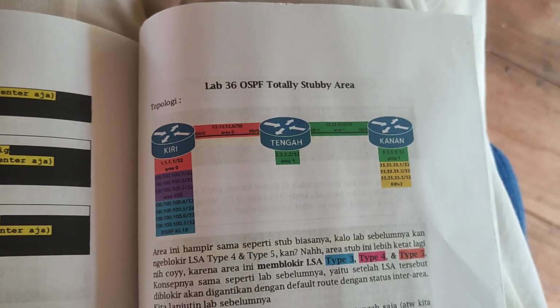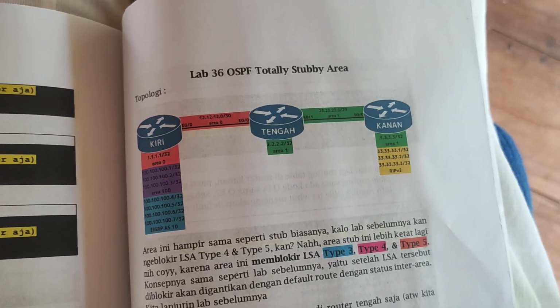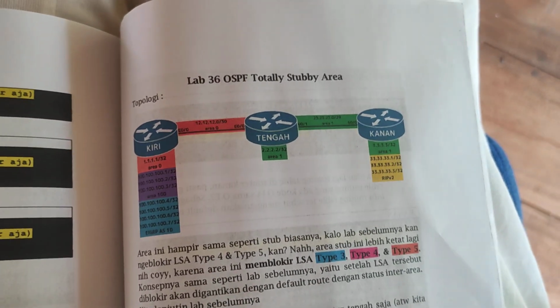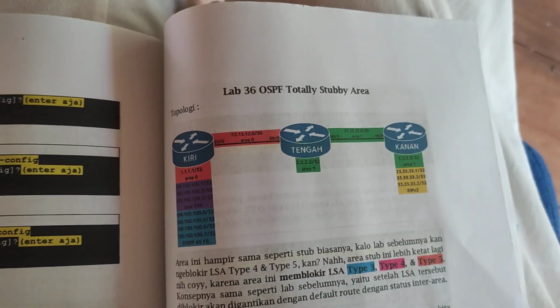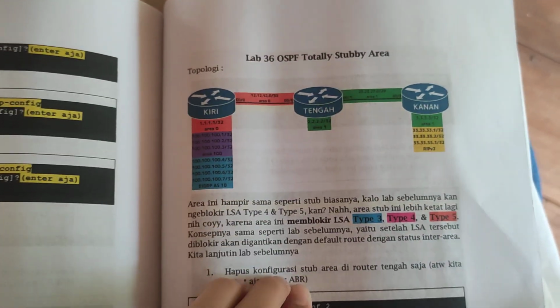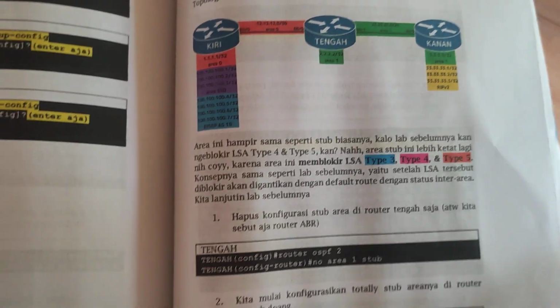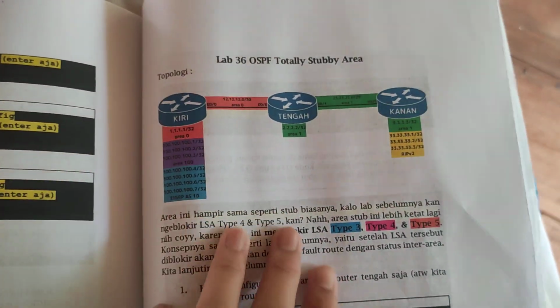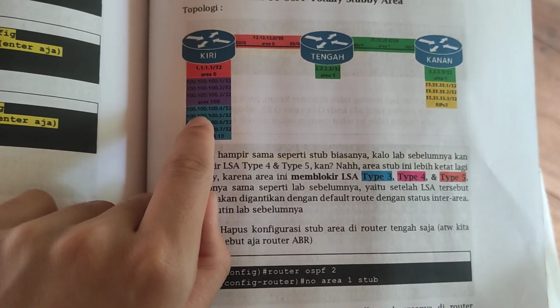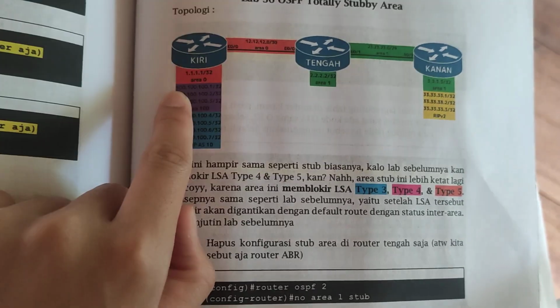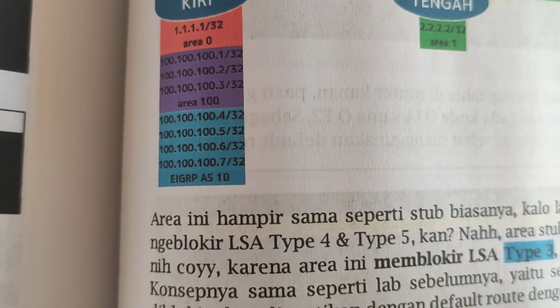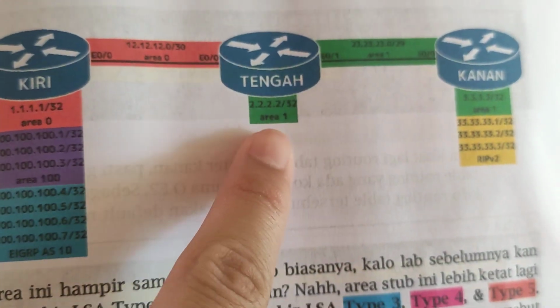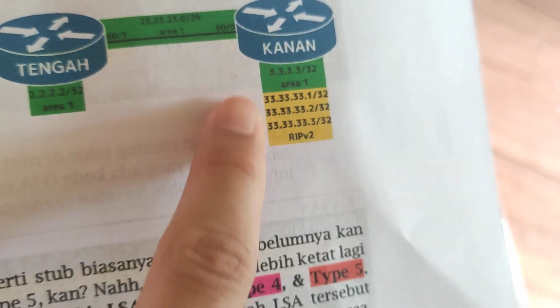Okay, next is the OSPF totally stubby area. Here the topology is still the same. There are 3 routers, and there is area 100 here, and then this area 1 and this area 1 2.